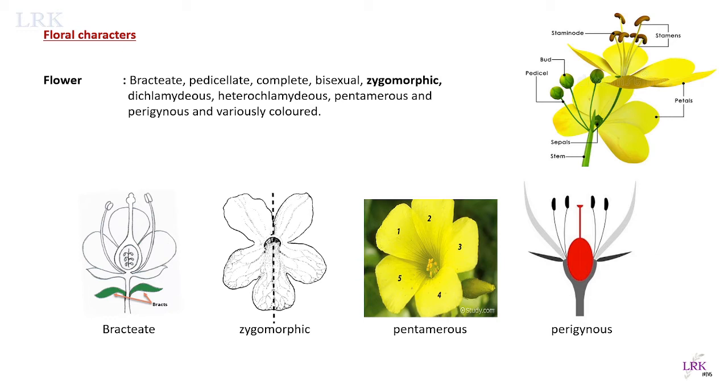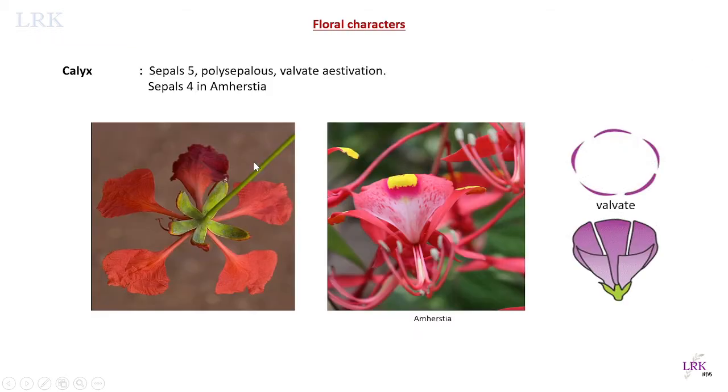So how do we describe an individual flower? These flowers are bracteate, pedicellate, complete, bisexual, zygomorphic, diclamydous, heterochlamydous, pentamerous, perigynous, and variously colored. Now we will see each of the whorls in detail.